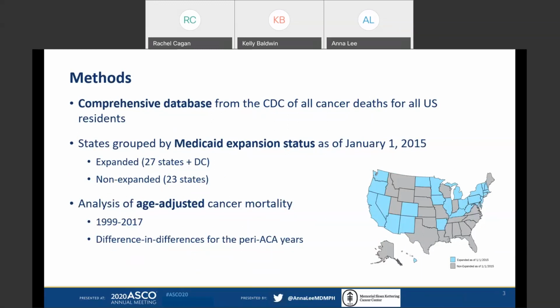Using a comprehensive database maintained by the CDC, which captures all cancer deaths for all US residents, we grouped states by Medicaid expansion status as of January 1, 2015, resulting in 27 states plus the District of Columbia in the expanded group and 23 states in the non-expanded group, which you can see illustrated on this map. We analyzed age-adjusted cancer mortality to control for the effects of differences in population age distributions and established trends from 1999 to 2017. We then did further analysis looking just at the years leading up to 2014 and right after 2014 when most states chose to adopt Medicaid expansion.